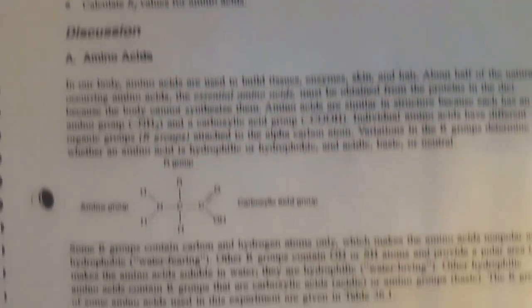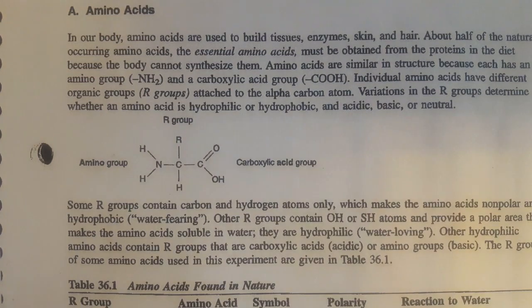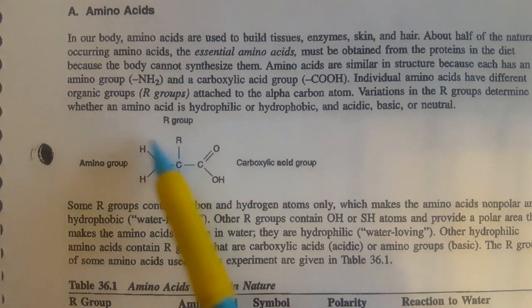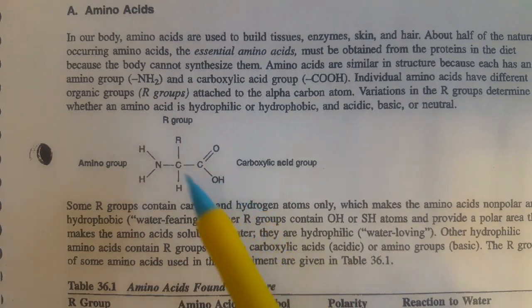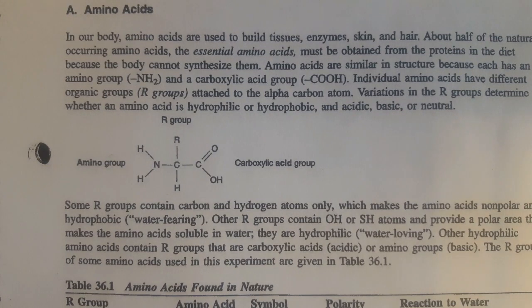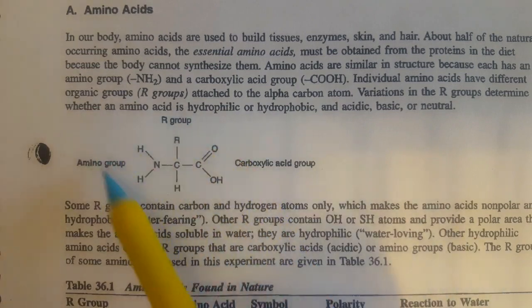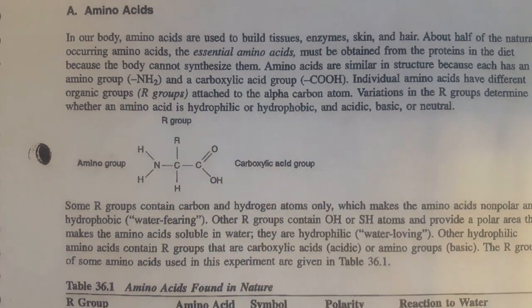Let's first look at the structure of an amino acid. The amino acid has this basic structure. It has an amino end and a carboxylic acid end, and it contains an R group. The R group is what determines the kind of amino acid we're dealing with. So this is essentially a neutral structure of an amino acid.